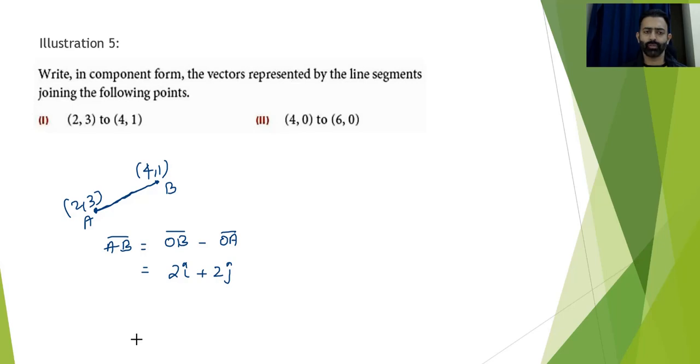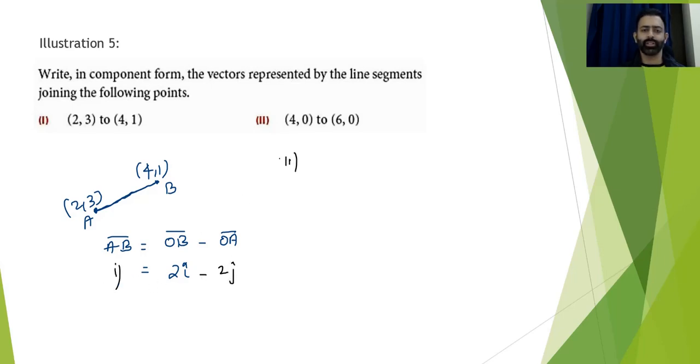So 4 minus 2 is 2, and 1 minus 3 is negative, sorry. We just have to write 4 minus 2 and 1 minus 3. This subtraction is inherent in this, so do not use the negative sign twice. Since there is a negative sign, it means you are just subtracting the first coordinate from the second. 4 minus 2 is 2, 1 minus 3 is minus 2. So minus 2 j cap. This is the first part.